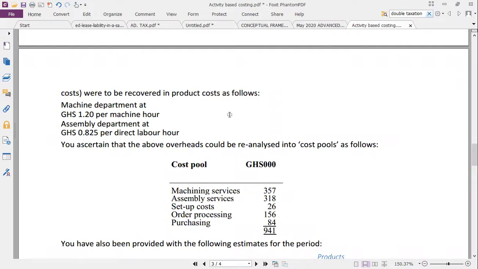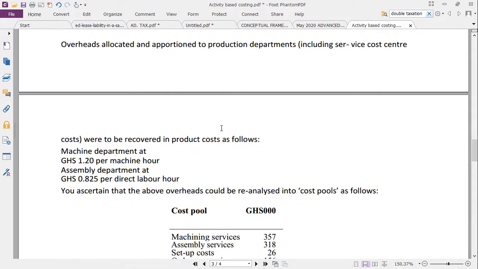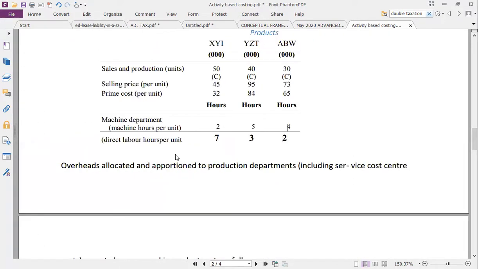So let's go and pick the machine hour. The machine hour is 2. So if it is 2, then we multiply the 2 hours by the 1.2, then times 50. Why 50? Times 50 because that is the production. Here you want it in total, so times these 50 units. That is all. We do that individually.